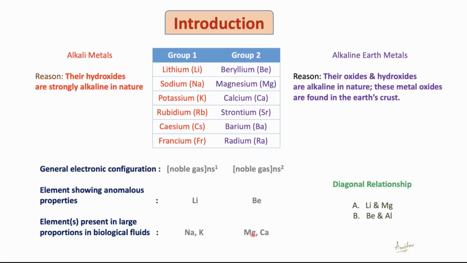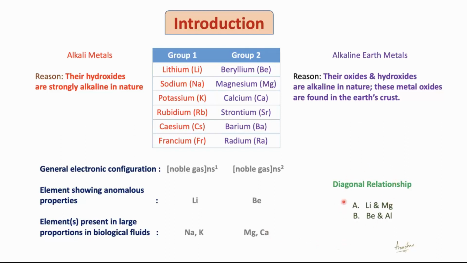You know about magnesium. Magnesium is one of the major components in chlorophyll. That is, chlorophyll is the pigment that is responsible for the absorption of sunlight by the plants. You might have known about all these things. And calcium, you all know, is one of the major components for the formation of bones, teeth, etc.